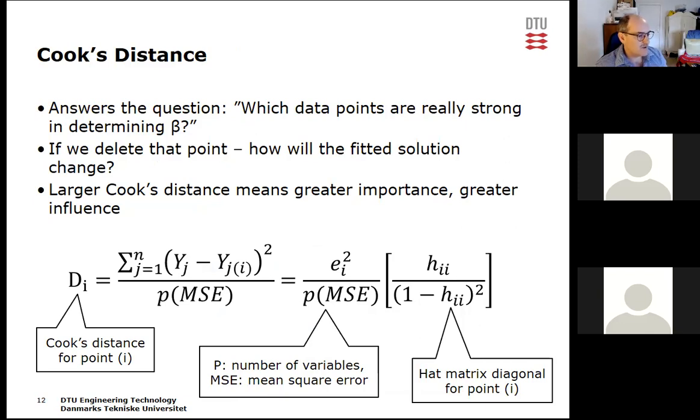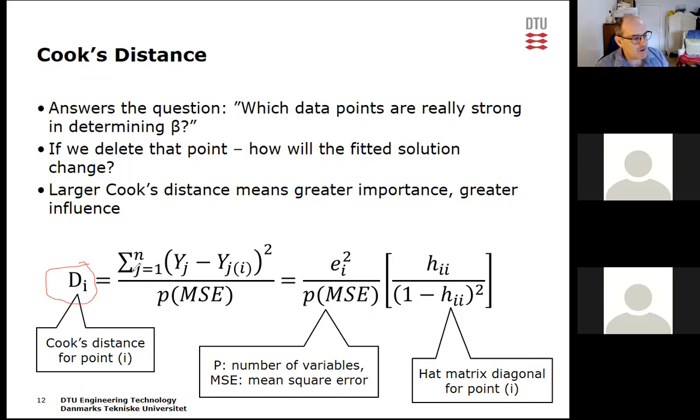All right, so this is the Cook's distance for a specific point. Out of the complete data set, point number i or row number i, this is the Cook's distance for that point.